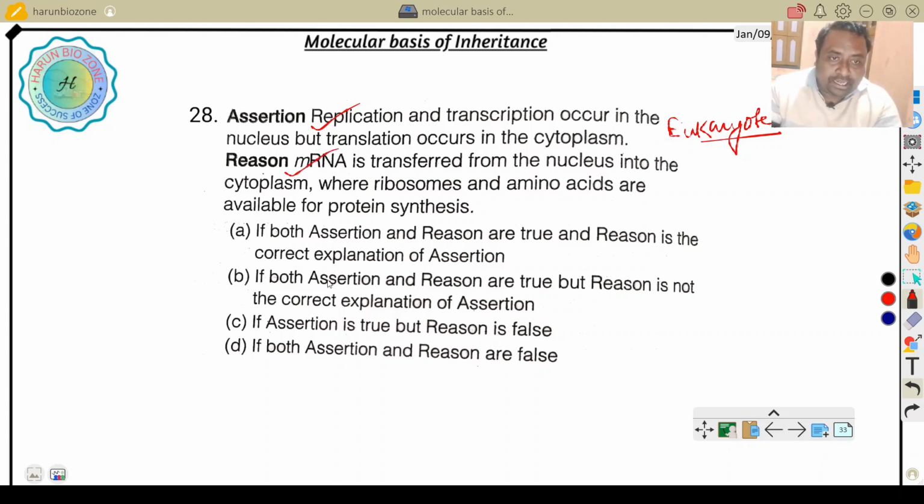Both assertion and reason are true, and the reason is the correct explanation. Why? After replication and transcription, for translation the mRNA transfers into the cytoplasm, because in the cytoplasm the translation machinery like ribosomes and tRNA are available, and amino acids are also available. So A is right.